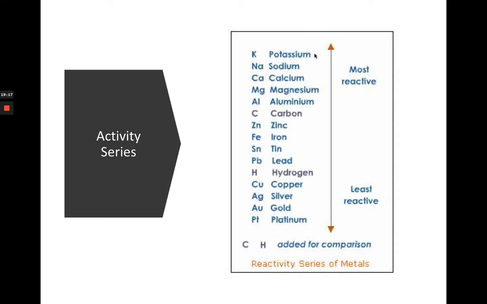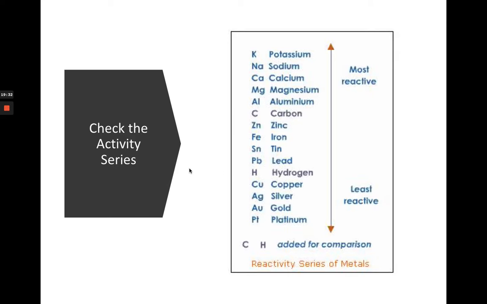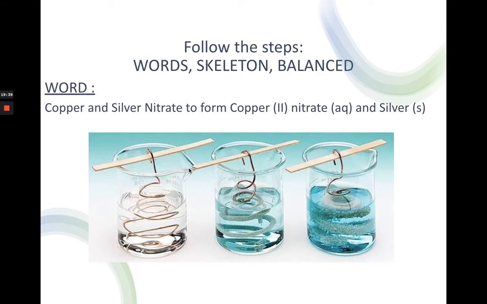Again, we're going to get some practice with this. Let me show you. So again, the pattern for a single replacement is a compound and an element giving you another compound and another element. So the cation will replace the cation, or the anion will replace the anion. And you will always have to check the activity series to see if the reaction would actually happen. We're going to look at one that actually happens.